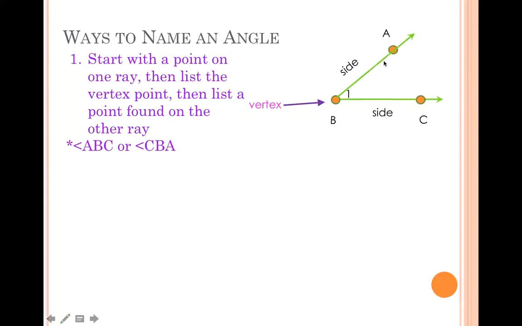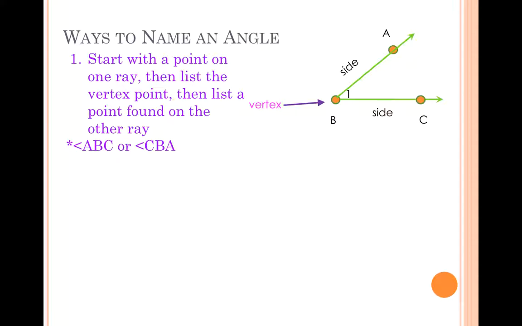So this one, we can name it angle ABC, or it's the same thing as angle CBA. Now be careful, this is not the same thing as angle ACB. I have to start at a point on the ray, then directly go to the vertex. So that middle letter in both of my angles is always the vertex point. It always is.